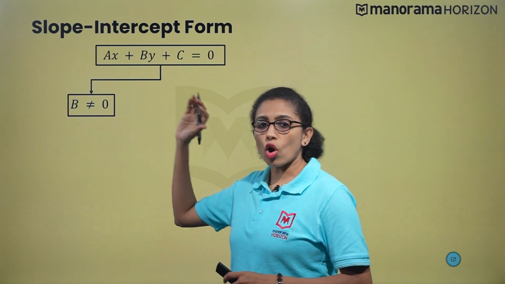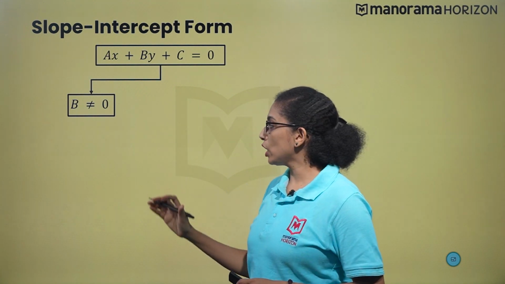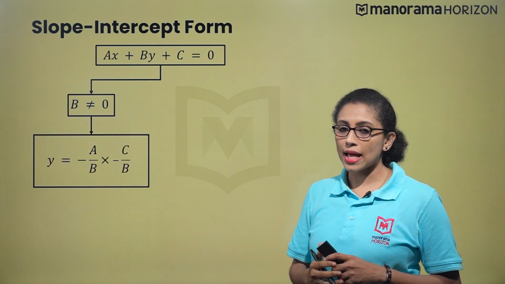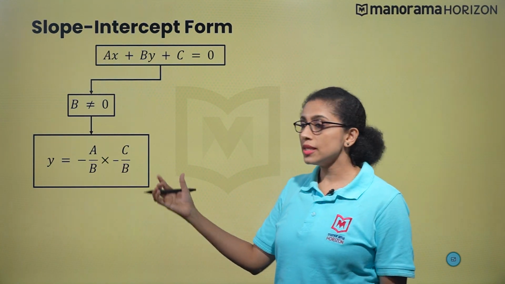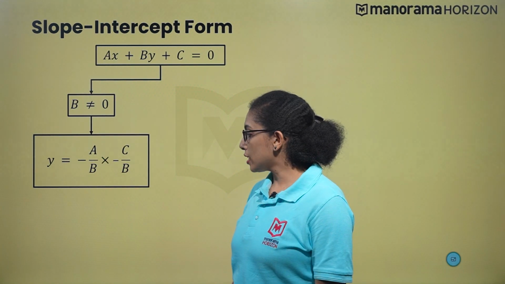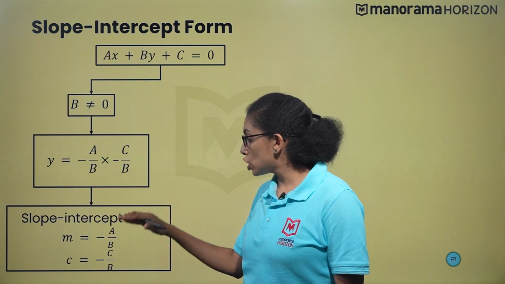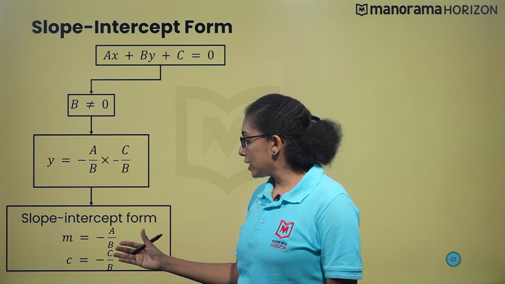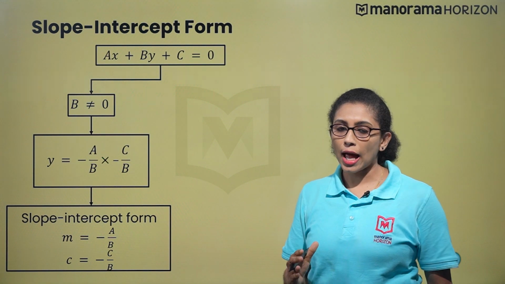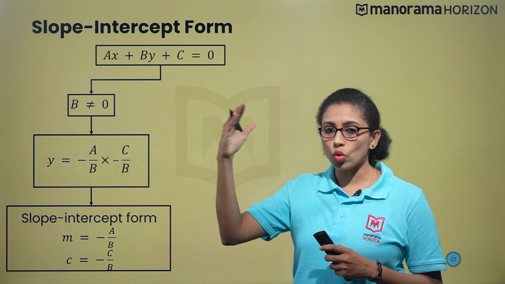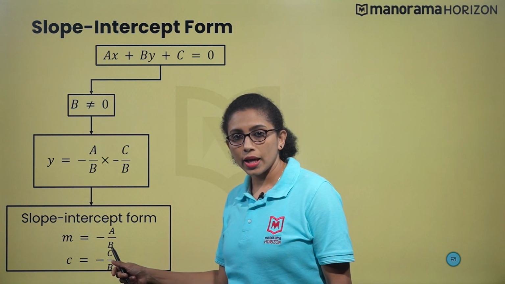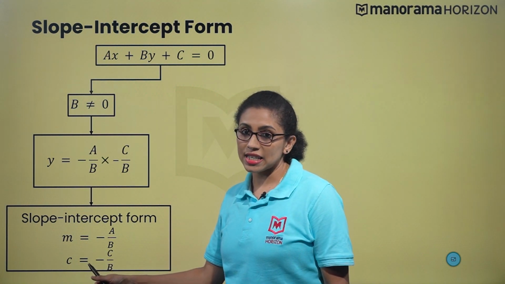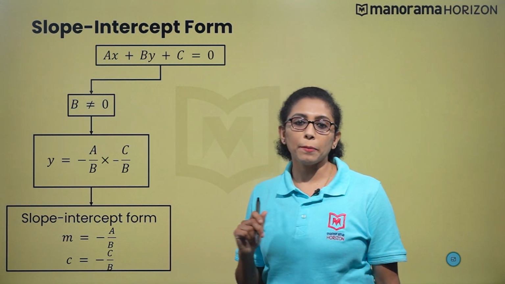If b is not equal to 0, the line equation can be rewritten as y is equal to minus a by b x minus c by b. And this is a form similar to the slope-intercept form, that is y is equal to mx plus c. And therefore, on comparing those two equations, we get slope is equal to minus a by b and the y-intercept is equal to minus c by b.